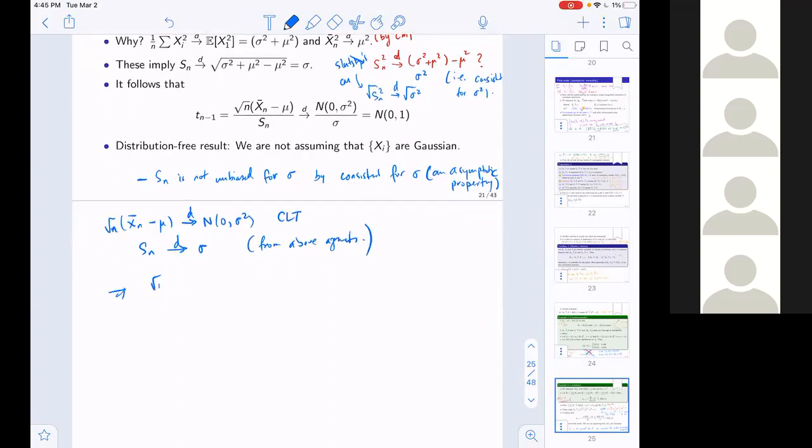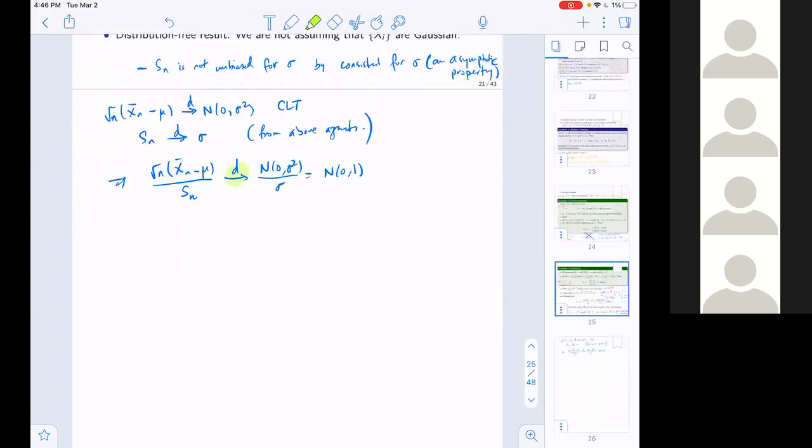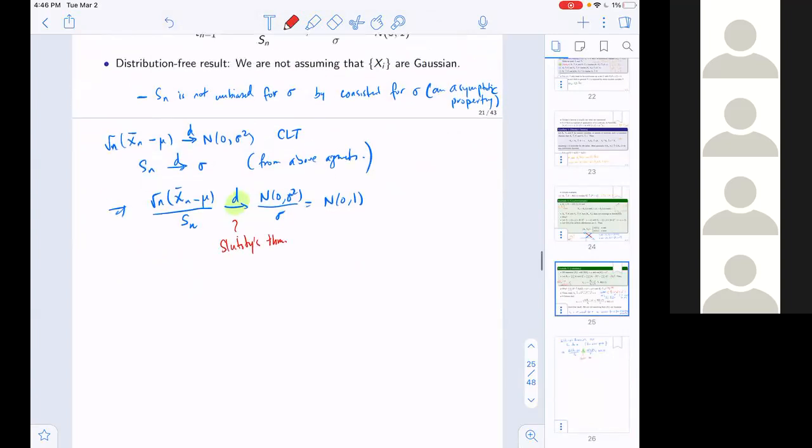So then I can say this divided by S n converges in distribution to normal 0, sigma squared divided by sigma. And this in fact is normal 0, 1, which you can easily verify. So why is this statement true? Still Slutsky? Yes, Slutsky again. You can see how useful Slutsky's theorem is. One of them is random, the other one is constant, and I can still apply the result. And so this is the t statistic that we wanted.